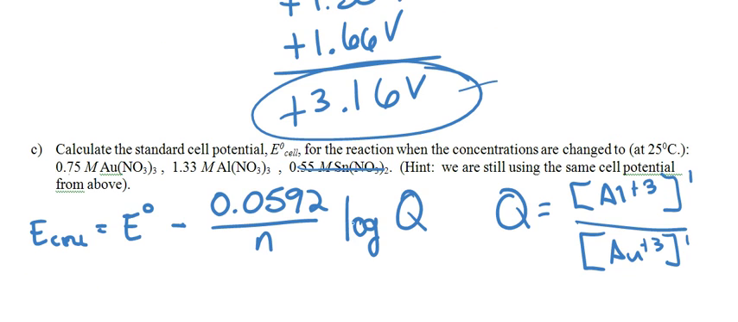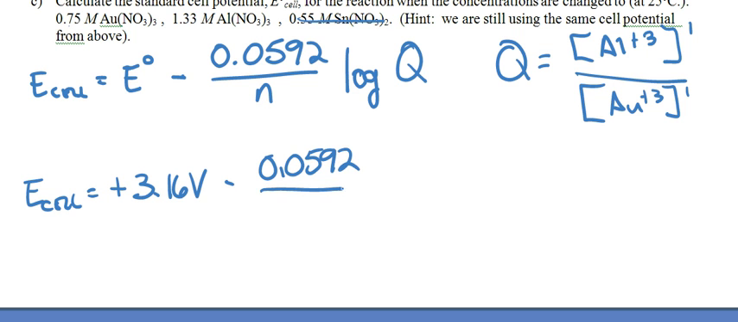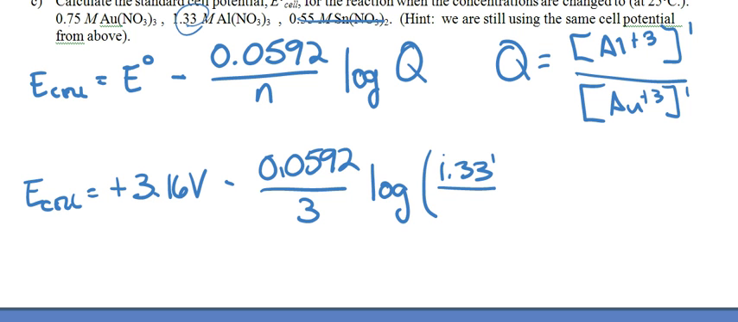And our voltage was 3.16 minus 0.592. Again, we said our total number of moles of electrons was 3. Log of, in this case, the aluminum is 1.33 to the first over the gold, which is 0.75 to the first. Okay, and also, don't forget this. This is a great concept. I have seen it asked numerous times.